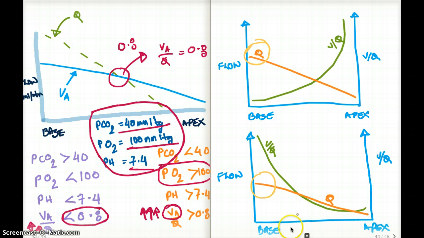But what about VQ? Where is VQ high? What did I say about VQ at the apex? We said that the VQ at the apex is wasted VQ. It's about 3, and VQ at the base is about 0.6, right? So VQ at the apex is going to be higher than the base. In this graph, we have VQ high at the base. This cannot be. VQ is high at the apex. This is true because it's supposed to be around 3. So among these two graphs, this would be the answer of choice.